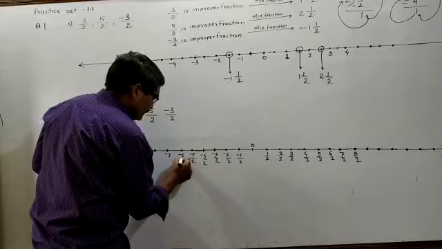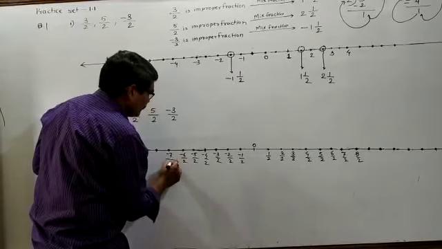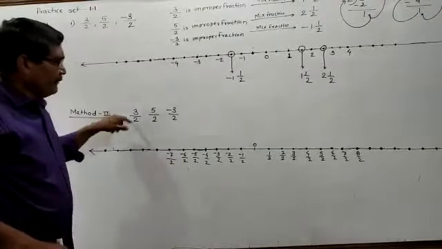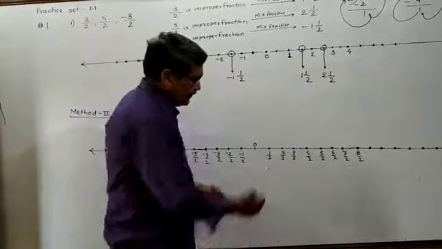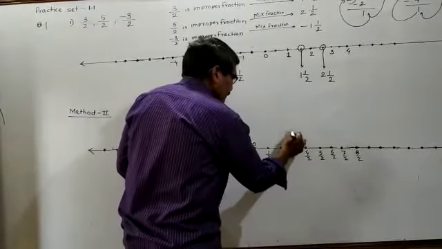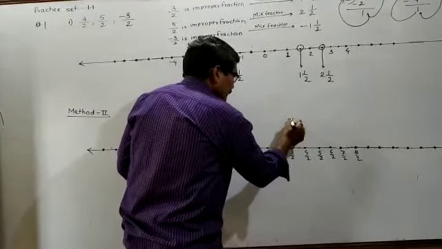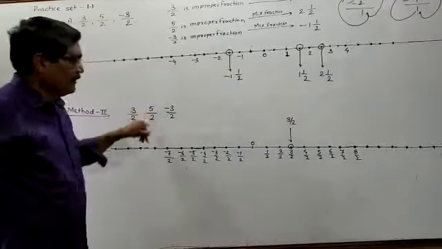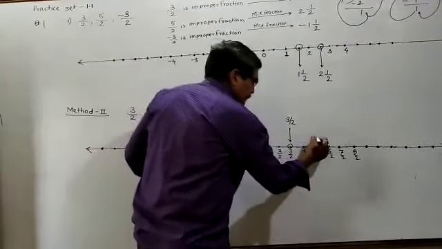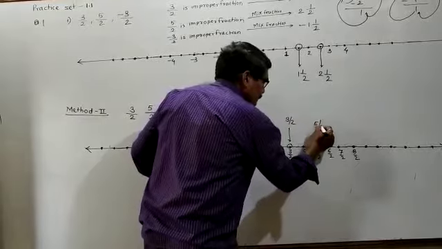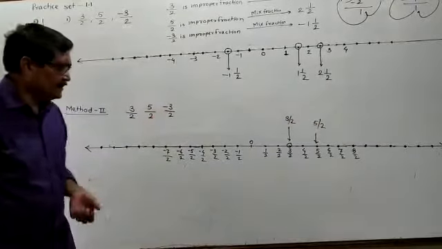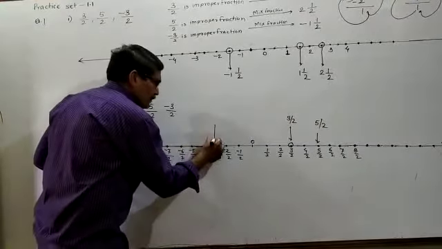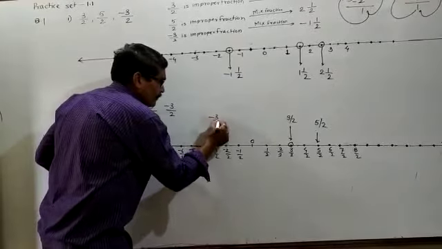Then you have to search for your rational number on the number line. 3 upon 2, where is 3 upon 2? Here is 3 upon 2. This is the position of 3 upon 2. Where will 5 upon 2 come? Here is the position of 5 upon 2. Then where is minus 3 upon 2? This is the position of minus 3 upon 2.